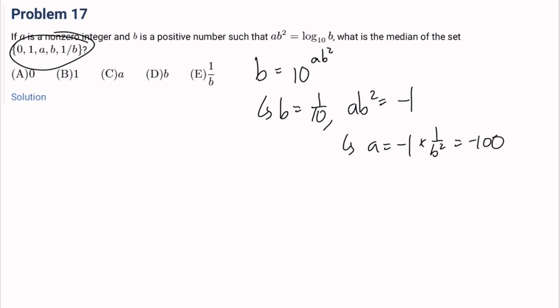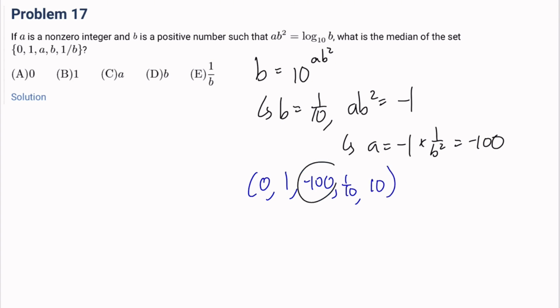So these would be 0, 1, and then A, which is -100, and B, which is 1 over 10, and then 1 over B, which is just 10. So for the median, we just find the third largest number. This is the smallest, this is the next smallest, and this is the third. So it's 1 over 10, which is equal to B. So it's B, it's D.